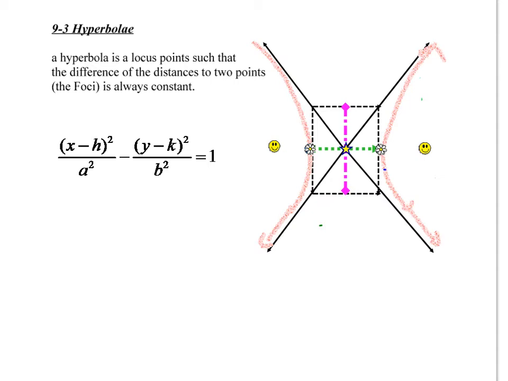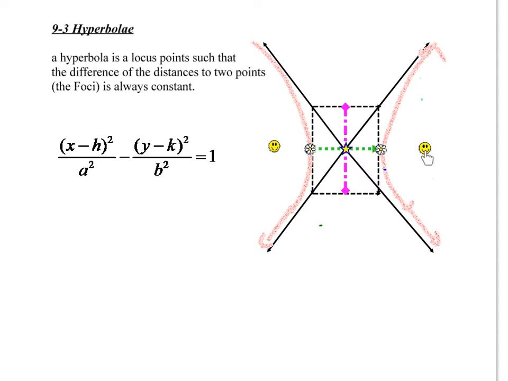Okay, I think I erased as much as I could. And let's just review. Our center of our hyperbola is right here. That's denoted by (h, k). These lines, I didn't name these before. These, of course, are called asymptotes. We'll talk more about those in class, but these are asymptotes.